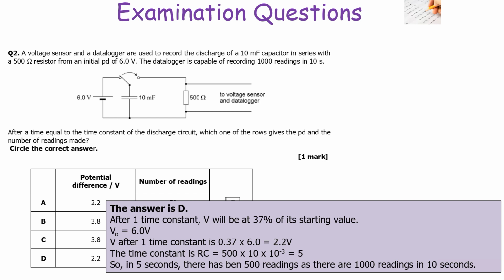Now, the time constant is equal to RC, which again is given to you in your equation book. So it's R, which is 500, times C, which is 10 times 10 to the minus 3, because we go from millifarads into farads, so therefore it's 5 seconds. So in 5 seconds there will have been 500 readings, because there's 1000 readings in 10 seconds, so in 5 seconds there's going to be 500 readings. So our answer is D.